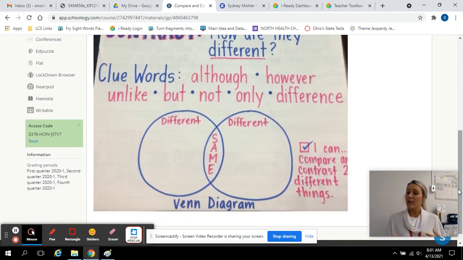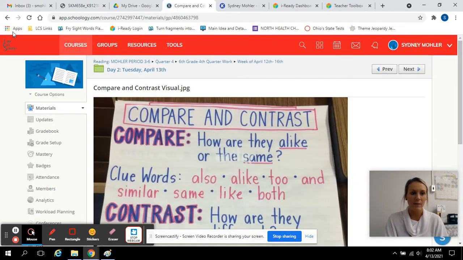So usually when we compare and contrast, we use a Venn diagram, and I'm pretty sure we've used this one before, so it should look very similar. You have your two differences on both sides. You would have one text here and the other text here, or, for example, cats here and dogs here. Whatever you're comparing and contrasting, the differences go on each side. And then in the middle, where they both cross each other, you'll list your similarities. So how are they the same? Let's go ahead and get into the assignment for today.